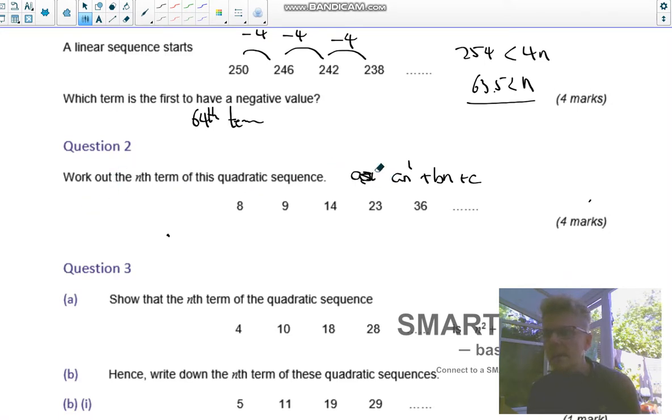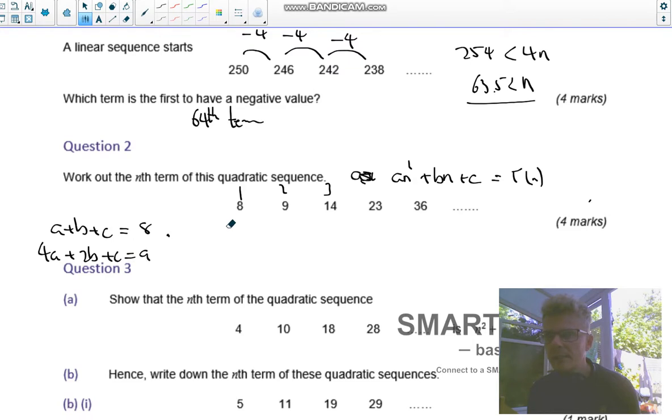Okay, so for the first, second and third term, so when n is 1, we pop it into our expected answer here for the nth term rule, Tn. So when n is 1, we get a plus b plus c equals 8. When n is 2, the expected answer is 9. So we'd have 2 squared times a, so 4a, plus 2b, because that's 2 times n, plus c equals 9.